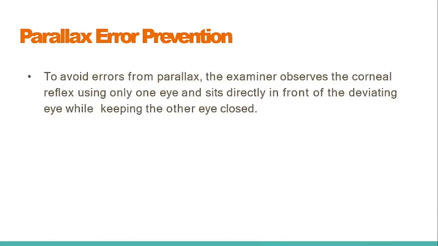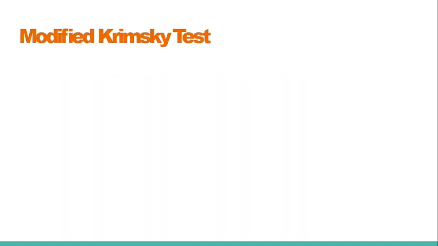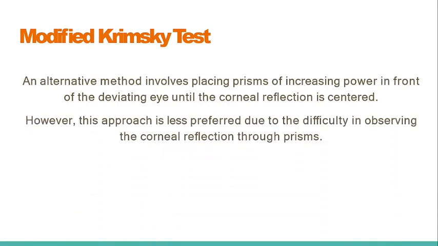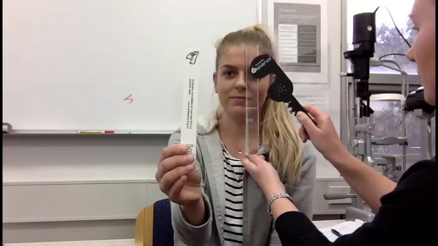To avoid errors from parallax, the examiner observes the corneal reflex using only one eye and sits directly in front of the deviating eye while keeping the other eye closed. Modified Krimsky test. An alternative method involves placing prisms of increasing power in front of the deviating eye until the corneal reflection is centered. However, this approach is less preferred due to the difficulty in observing the corneal reflection through prisms.